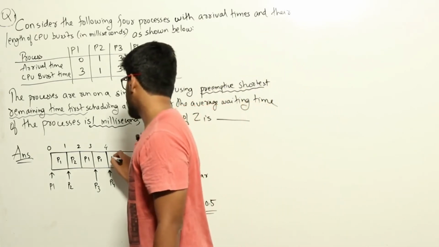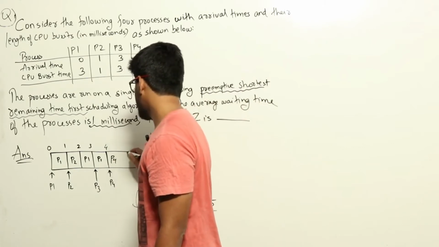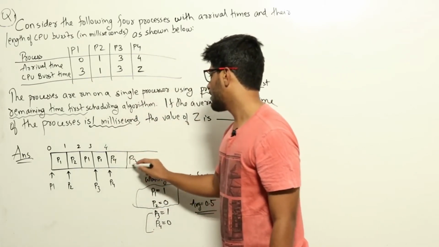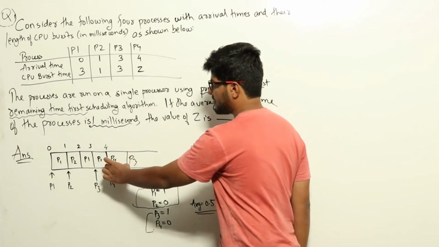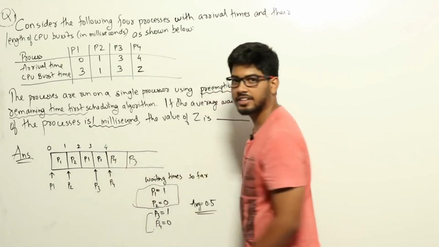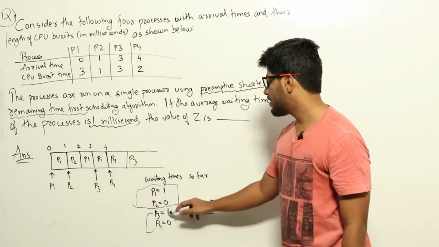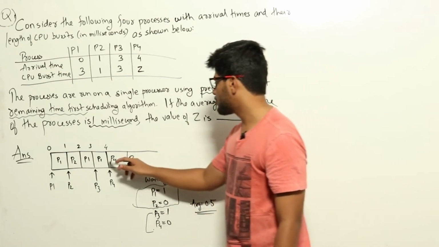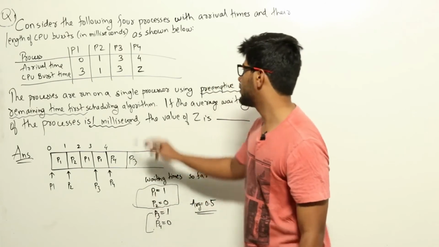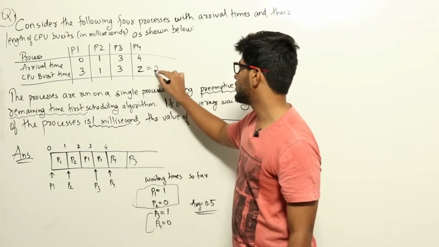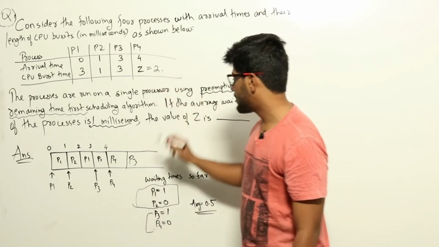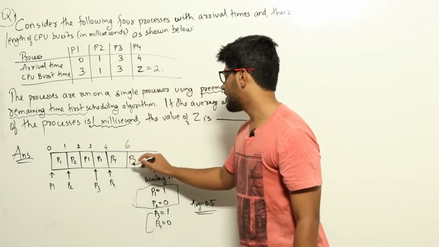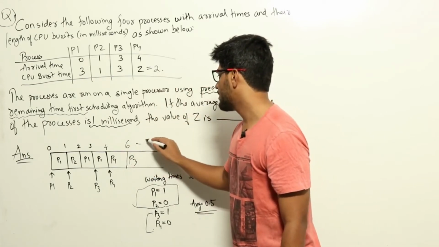So P4 will run for some time, and then P3 will run. Whatever time P4 runs will be added to the waiting time of P3. Now we know we had to add a waiting time of only 2 milliseconds, right? So P4 should run for 2 milliseconds only, which means Z should be equal to 2. When that happens, P4 will run from 4 to 6 when Z is 2, and after that P3 runs from 6 to 9.